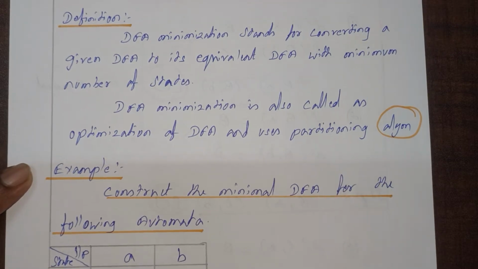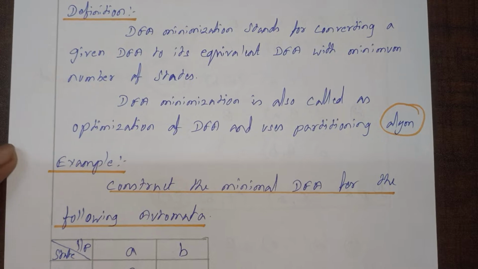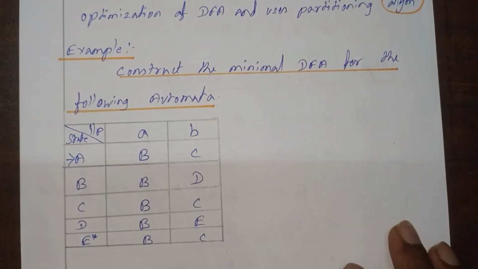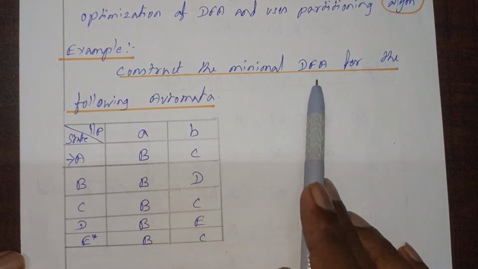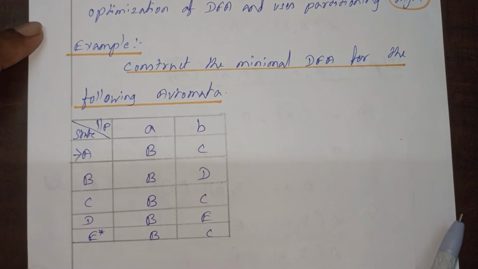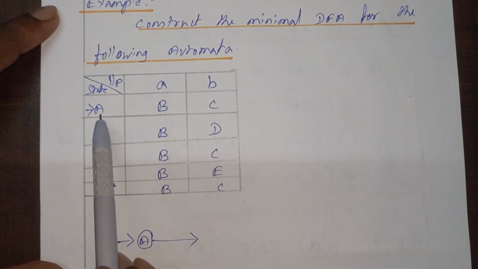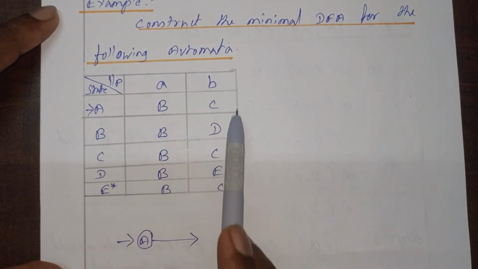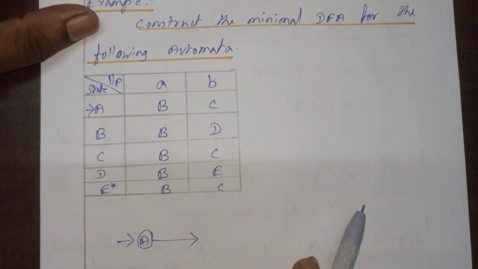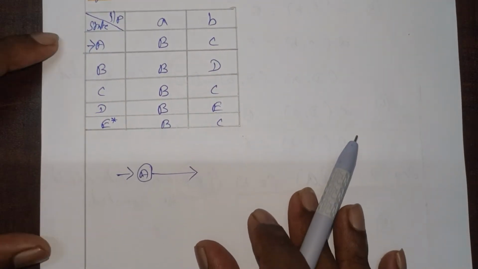So now I'm going to explain how this partitioning algorithm can be applied to construct a minimum DFA for the following automata. You can see the example here. They are asking you to construct the minimal DFA for the given automata. The number of states here is 5, the inputs are a and b, and the automata has been given. Now we are going to construct a state transition diagram for this given automata.